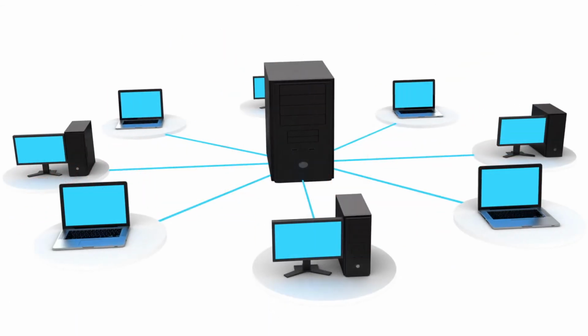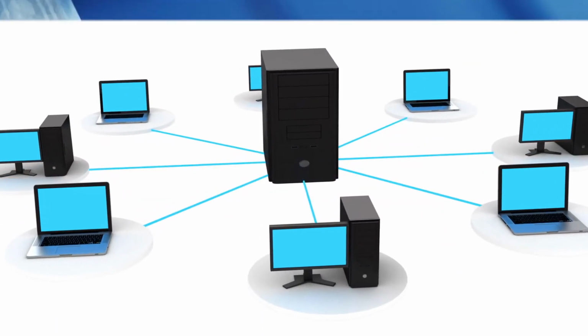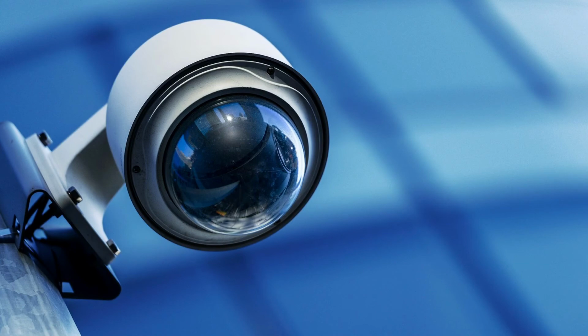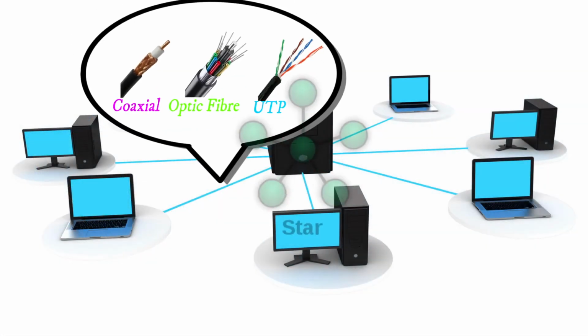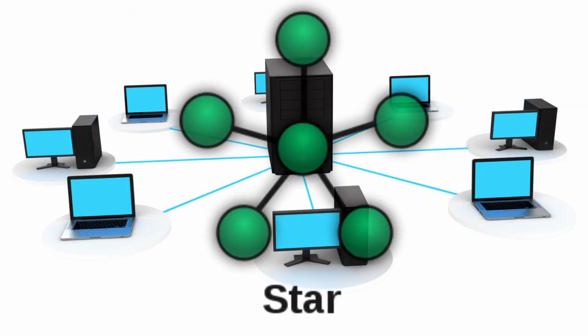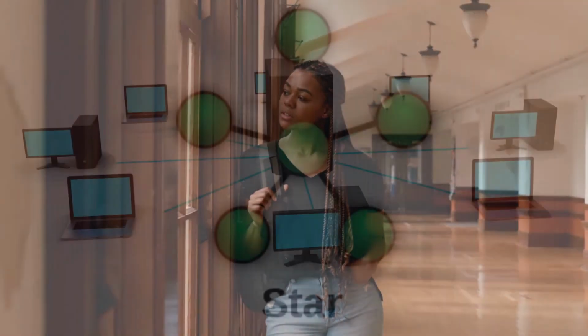As well as LANs, UTP cables are also commonly used in surveillance cameras. So, in summary, we've seen that cables and topologies are what constitute networks like LAN. And there is so much more to learn, but we'll save that for another time.